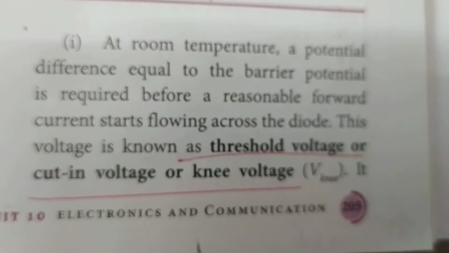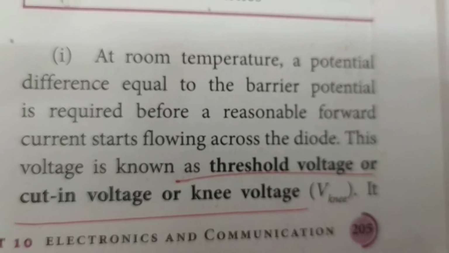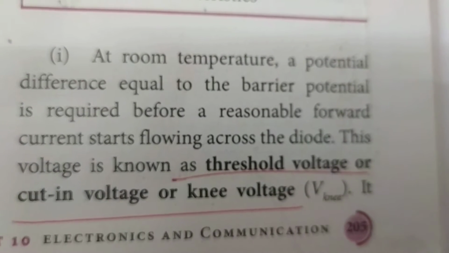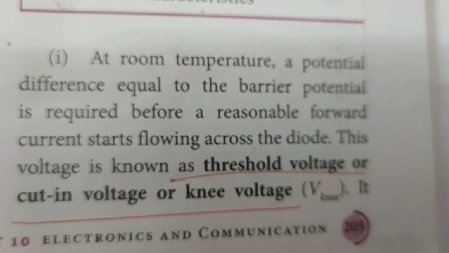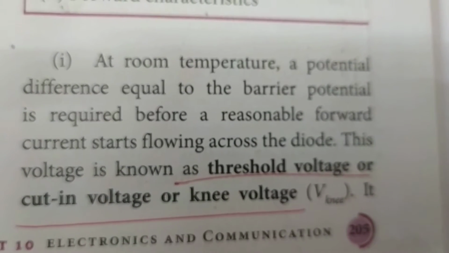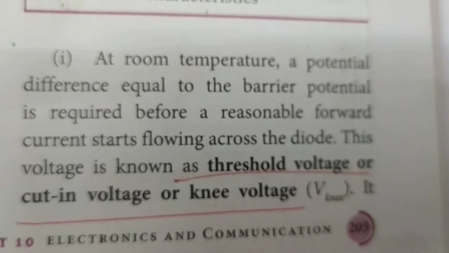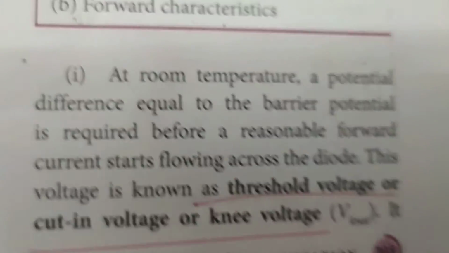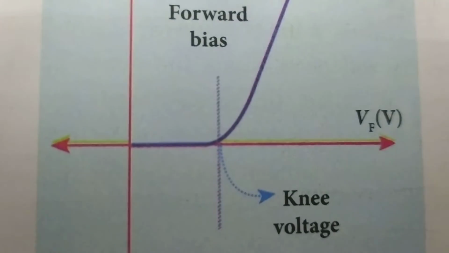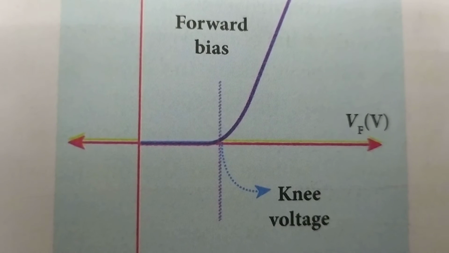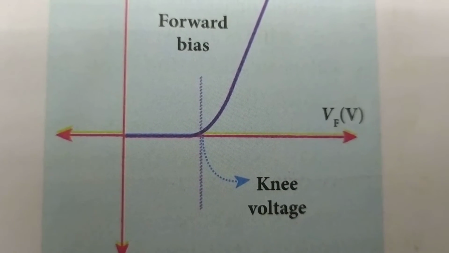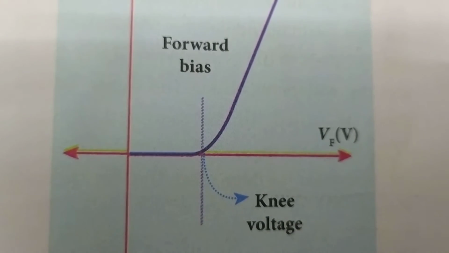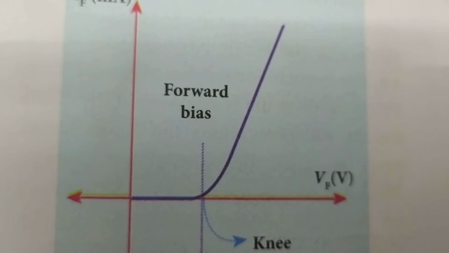A reasonable forward current starts to flow across the diode at room temperature when a potential difference equal to the barrier potential is applied. This is called the threshold voltage or cut-in voltage or knee voltage. In this diagram, that point is called the knee voltage. Knee voltage is the voltage at which the current begins to flow, and there will be a sharp increase in the current after this knee voltage.